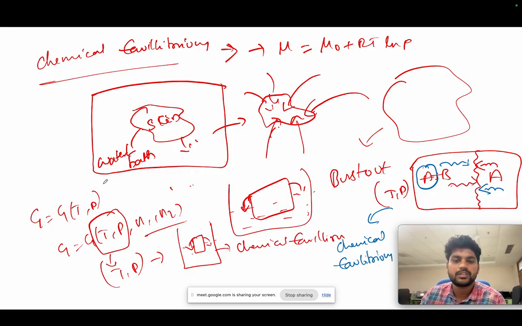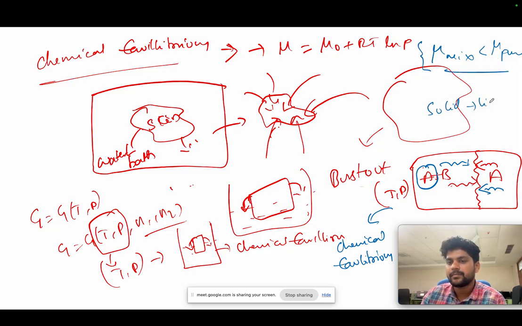So this is one nice concept where you can say mu of mixture will always be less than mu of pure. That's why whenever you see a solid get liquefied, the solid mu value is higher than this one, so the chemical potential wants to decrease. From here you will get, suppose you have any reaction, we will talk about the equilibrium constants, right? All the equilibrium constants will arise from this point, delta G.